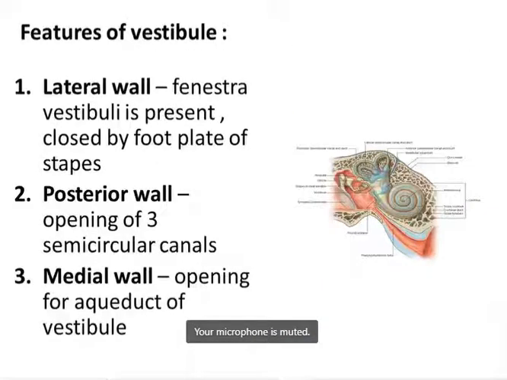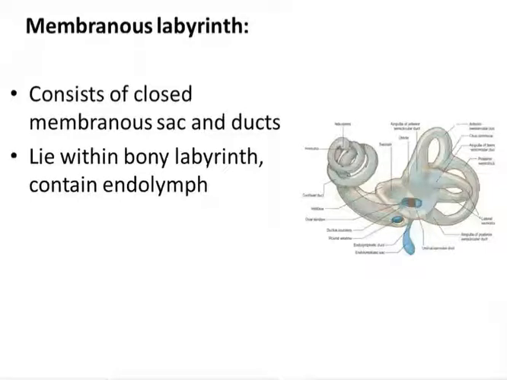Okay, now coming to the membranous part here. If you take out the bony part, inside you will find the membranous labyrinth. So these are the membranous labyrinth here. It consists of membranous sac and the ducts. So inside the canal there are ducts. Okay, and it also contains a fluid which is known as endolymph. So the bony labyrinth consists of perilymph, whereas the membranous labyrinth consists of the endolymph.